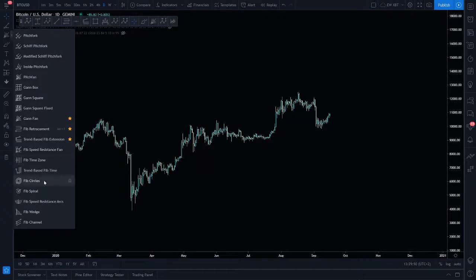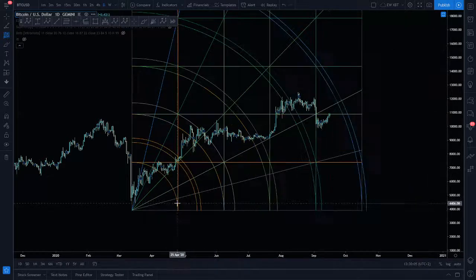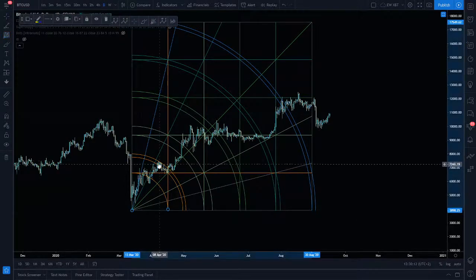I like to use the Gann square fixed to scale my charts, and you identify a swing low and a swing high from the lower time frame. So this is the low. You put your first point here. For the second point, you want to pick a swing low after the swing high. So this is the high, and then this is the low. This is also a high, this is a low, but I like to take this one.